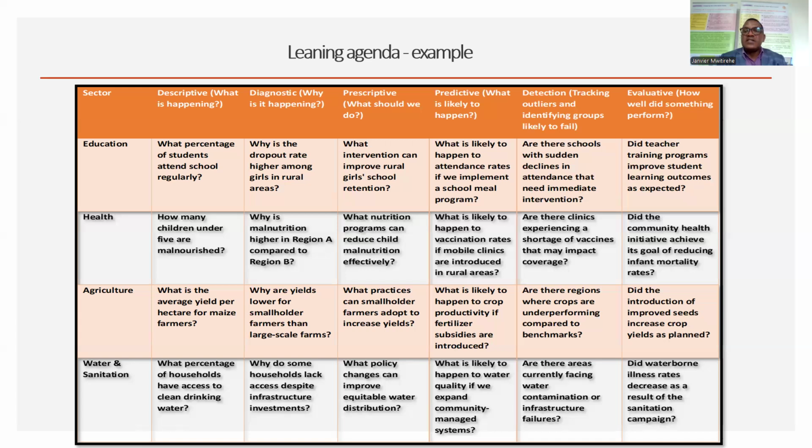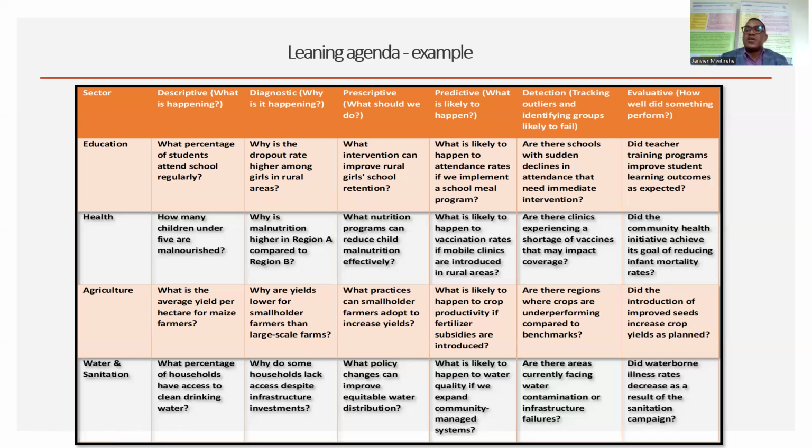So detective questions track outliers and identify groups likely to fail. I think this is critical. We need to know what are the things that are not normal, what may go wrong, or the interventions where we are not on track to achieve results. Detective. And finally, evaluative questions, mostly for evaluation.